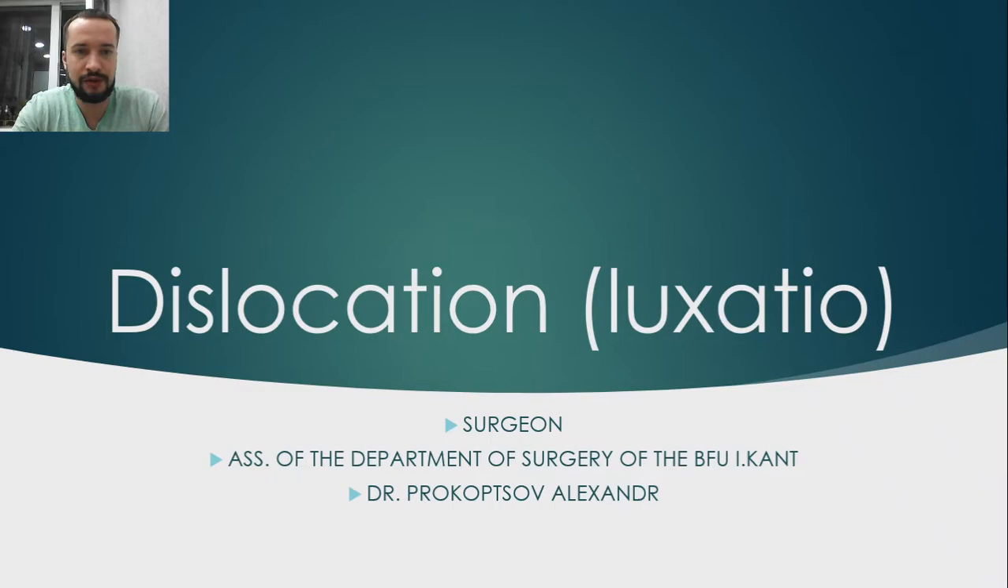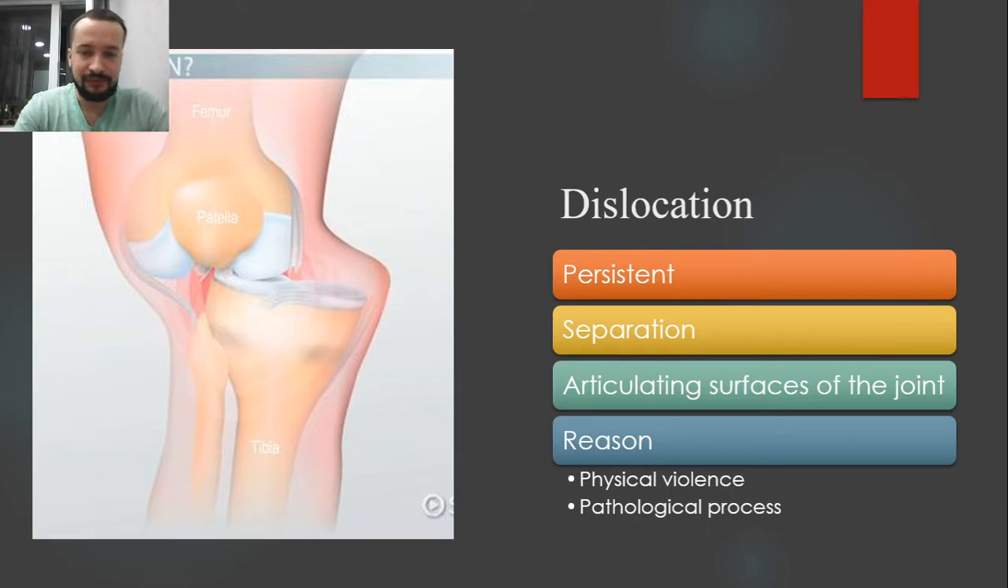And as you understand, today we will talk about dislocation, or luxatio in Latin, and we will talk about the general science and general etiology of all dislocations. Okay, let's get started. Dislocation is a persistent disconnection of the articulation surfaces of the joint as a result of physical violence or a pathological process.